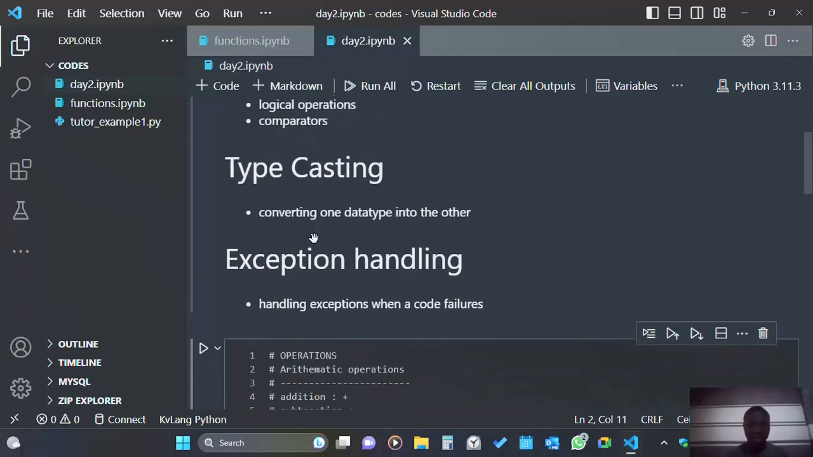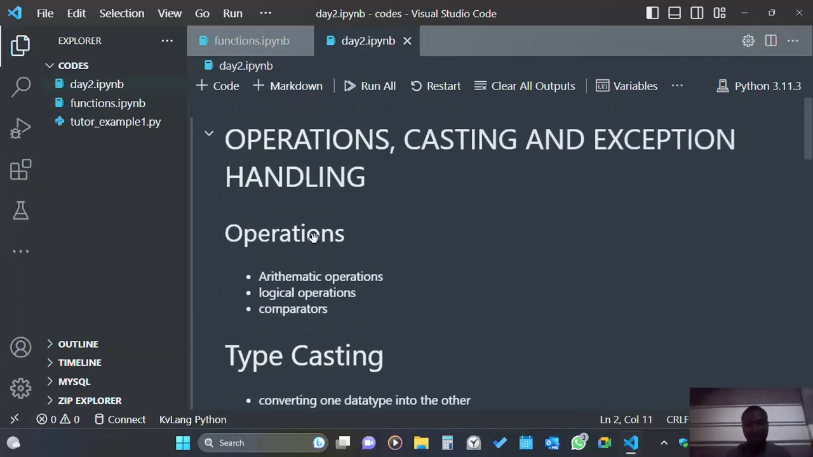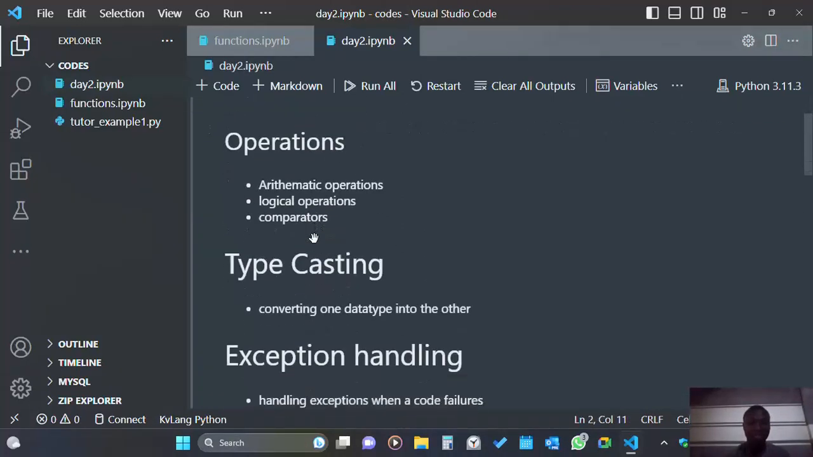Exception handling is also like handling exceptions when a code fails. So in case something goes wrong, what should the code do? Or in case you are trying to process a particular data and it fails, what alternative should happen instead of just throwing the error onto the screen with the red sign? So these are the three topics I'm going to take you through in this video, but it will be broken down into pieces.